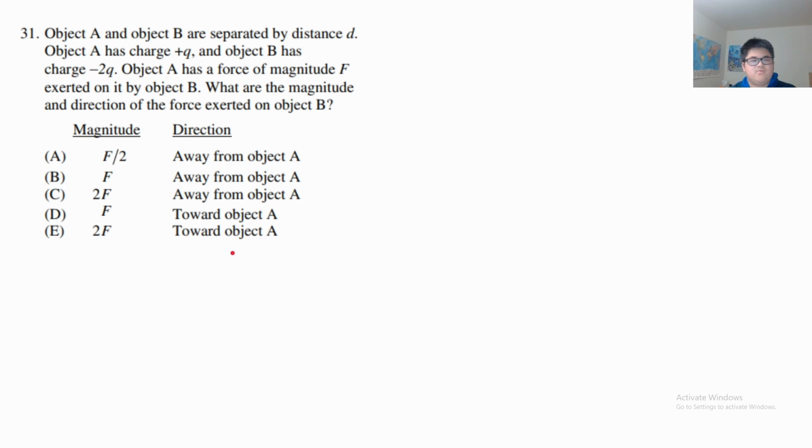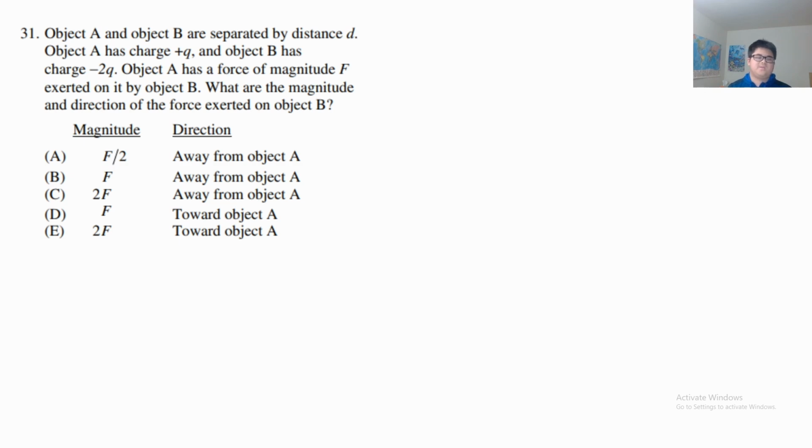Now for question 31, object A and object B are separated by distance d. Object A has charge plus q and object B has charge minus 2q. Object A has a force of magnitude F exerted on it by object B. What are the magnitude and direction of the force exerted on object B? Well, Newton's third law of motion is that every force has an equal and opposite reaction. Every force has an equal and opposite counterforce.